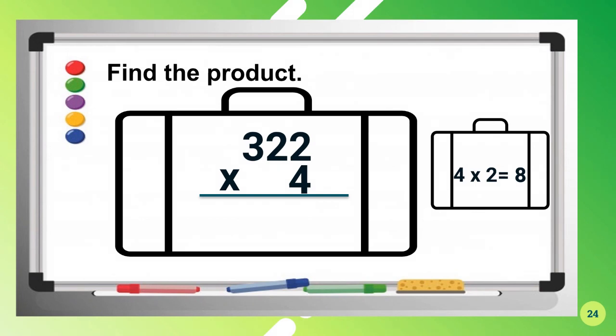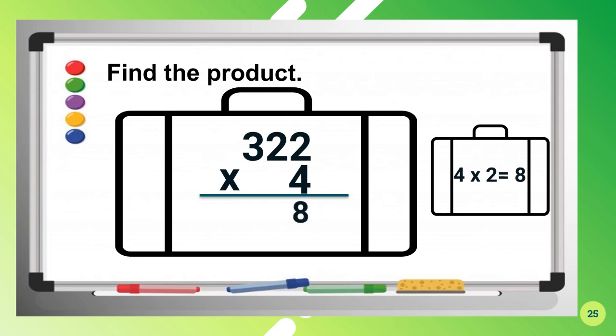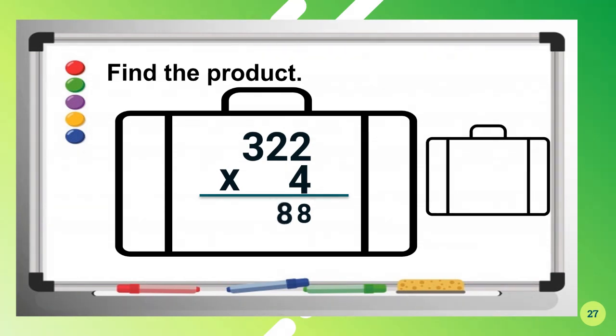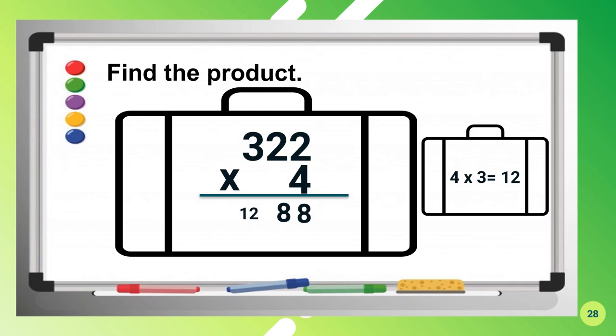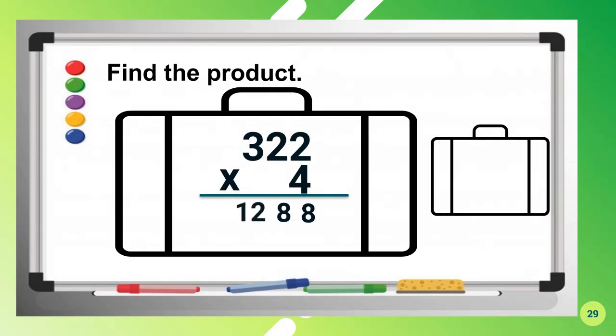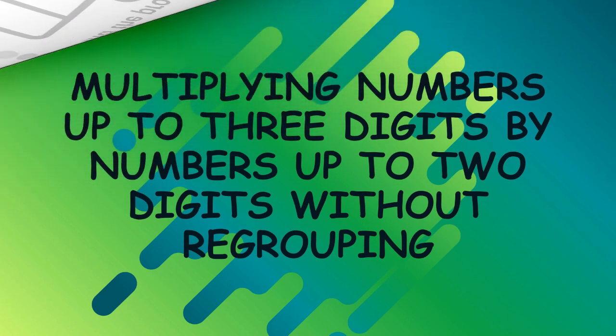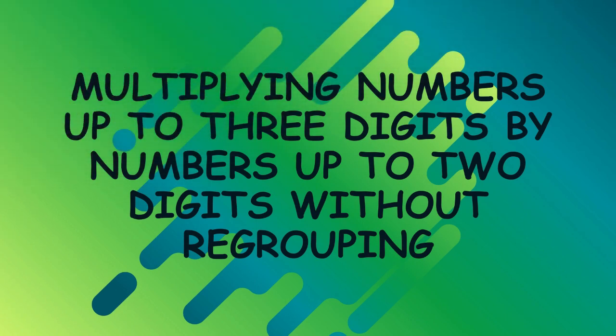4 times 2 is equal to 8. 4 times 2 is equal to 8. And 4 times 3 is equal to 12. The product would be 1,288. Did you get the correct answer? Good job! Easy, right? But what if we multiply numbers by 3 digits up to 2 digits without regrouping?